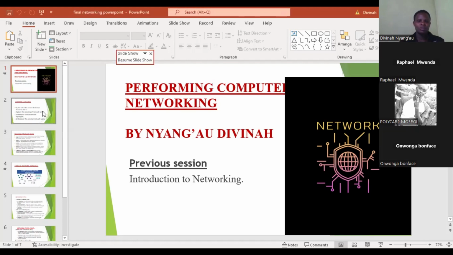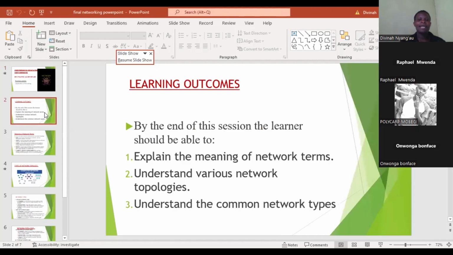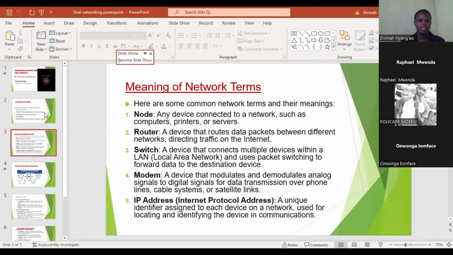Let's start our lesson today. Our learning outcome is, by the end of this session, the learner should be able to explain the meaning of network terms. Number 2, understand various network topologies. And number 3, understand the common network types. Let's start by the meaning of network types.